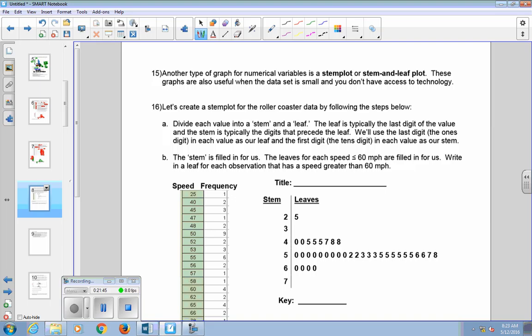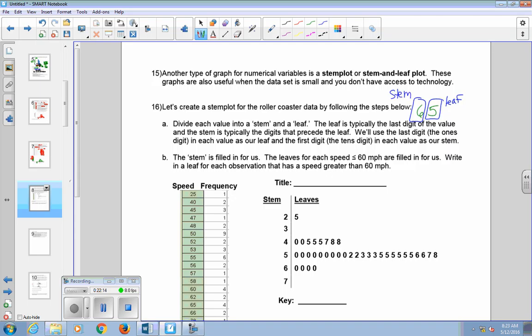First step, we're going to divide each value into a stem and also into a leaf. So leaf is typically the last digit of the value, and the stem is typically the digits that precede the leaf. We're going to use the last digit, which is the ones digit, in each value as our leaf, and the first digit, the tens digit, in each value as our stem. So for example, a speed of 65 miles per hour, this would be our leaf, that's our ones digit, and this is going to be our stem. This is our tens digit.